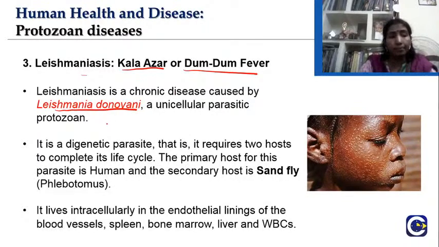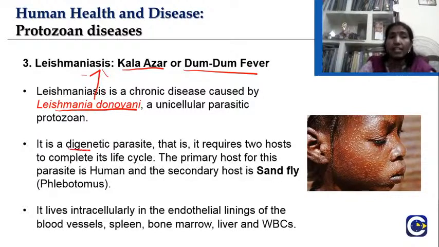Now here you have to understand one important thing. This Leishmania donovani has two people who were pioneers in finding it. That is why the name is Leishman from London and Donovan from Chennai, Madras. So they were the two pioneers who found this unicellular parasitic protozoan, and that is why it is named, and it causes what is called leishmaniasis.